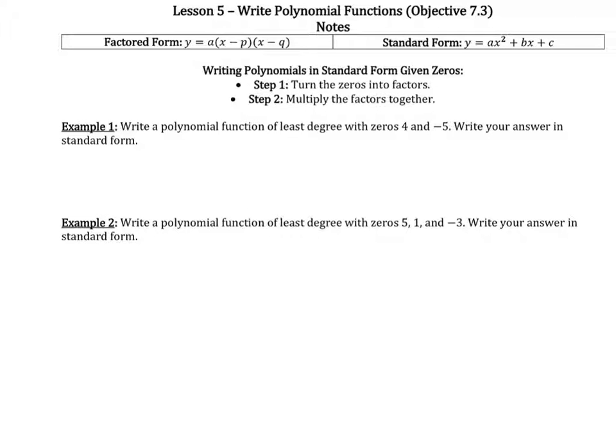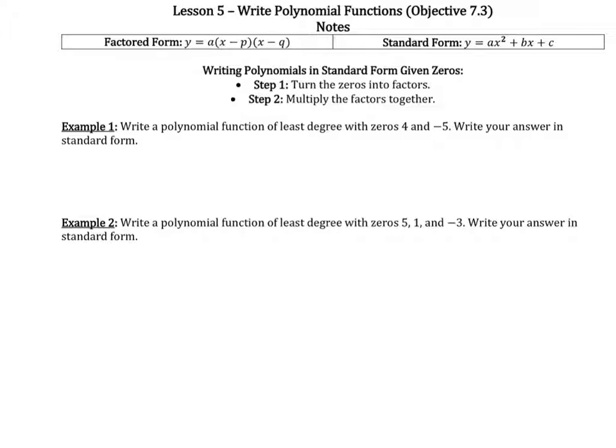This video goes over lesson 5 in unit 7 and is on page 11 of your packet. Okay, so this lesson is all about writing polynomial functions. This should look very familiar to you because you've done something just like this before. So notice the two steps at the top. It says turn the zeros into factors and multiply the factors together.